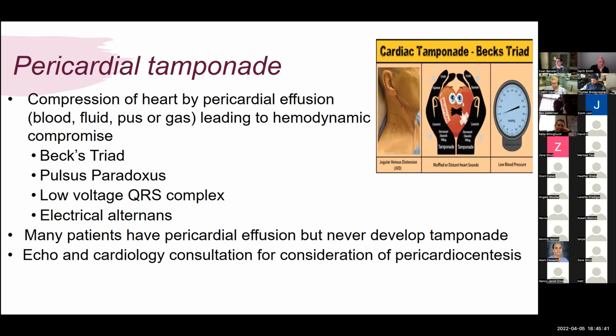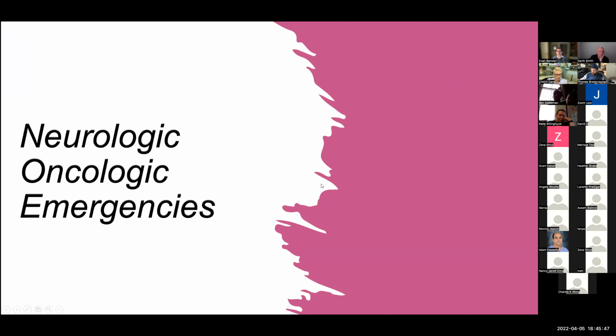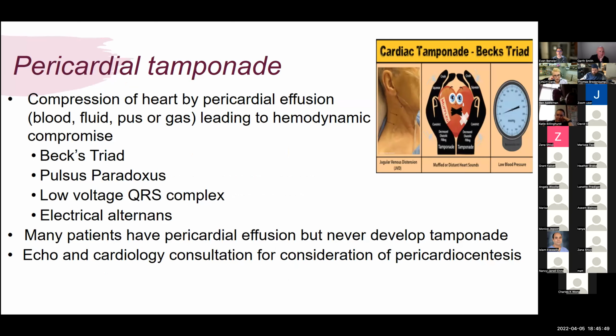And the other one that I often get a lot of questions about is pericardial tamponade. A lot of patients, at least with lung malignancies, will have a pericardial effusion. It's very common to see pericardial effusions in our patients, especially when they have pleural involvement and pleural effusions. The vast majority of those patients never develop a pericardial tamponade.